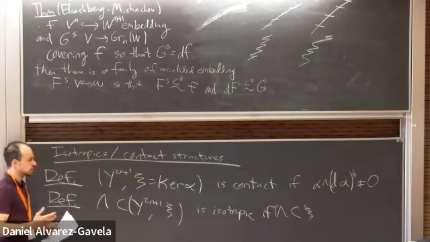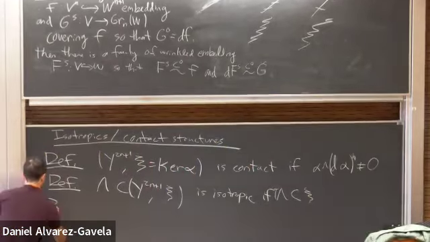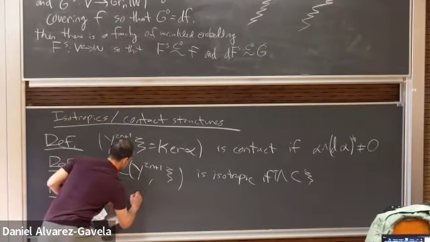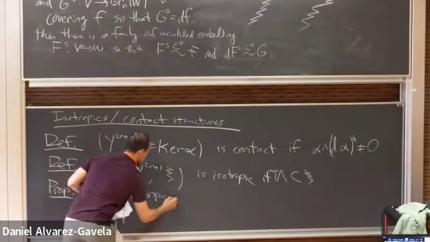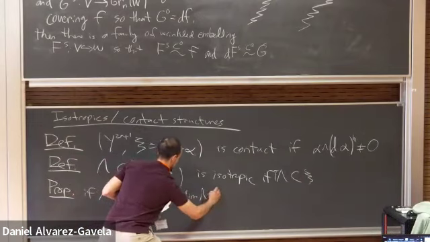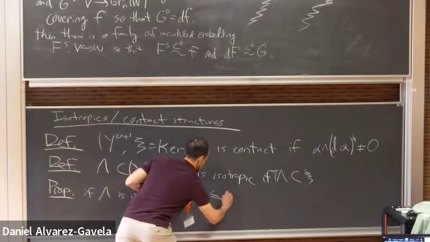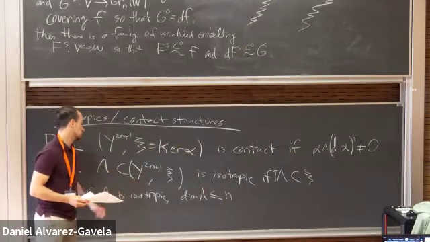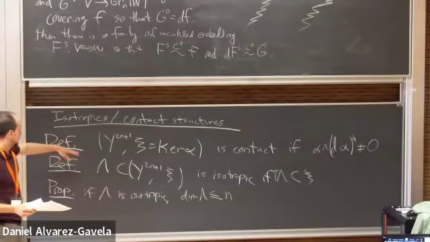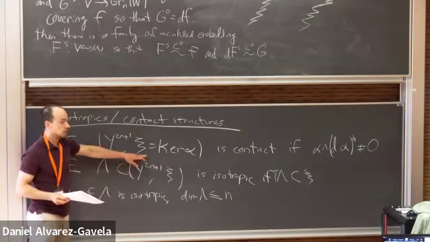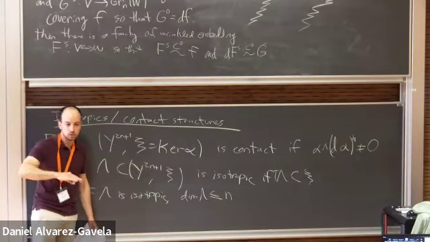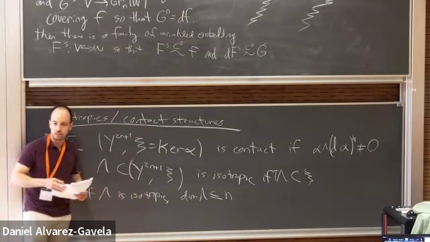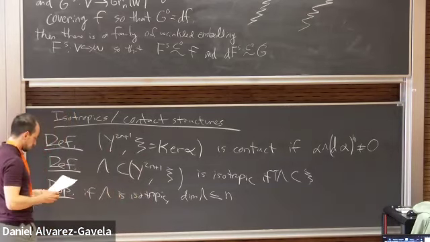And there's a linear algebra lemma that says that if lambda is isotropic, then the dimension of lambda is at most n, where the dimension of the ambient contact manifold is 2n plus 1. And you should think of this as coming from the fact that these hyperplanes are maximally twisted. So they're twisted so much that you cannot have a very high dimensional manifold that's tangent to them. Okay.